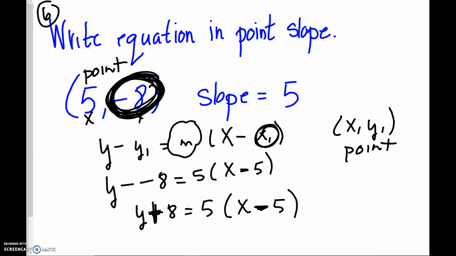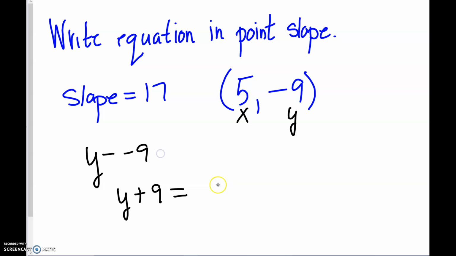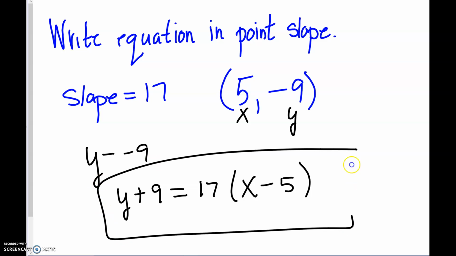All right, you give this one a try and see if you can write this in point slope form. So this is x, this is y. So y, because that's a minus 9, it ends up being minus a negative 9. So I end up writing y plus 9. Next we write our slope is 17. And then we would write x, and because that's a plus 5, we're going to write minus 5. So this is the equation.